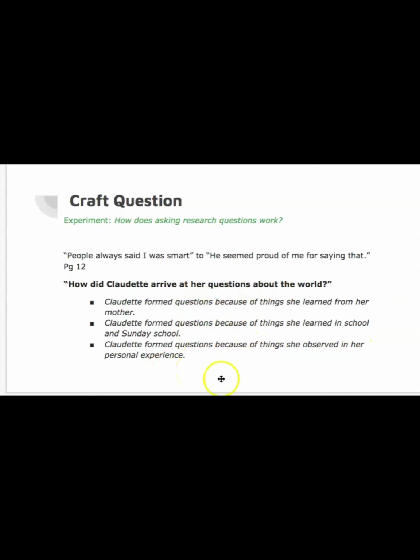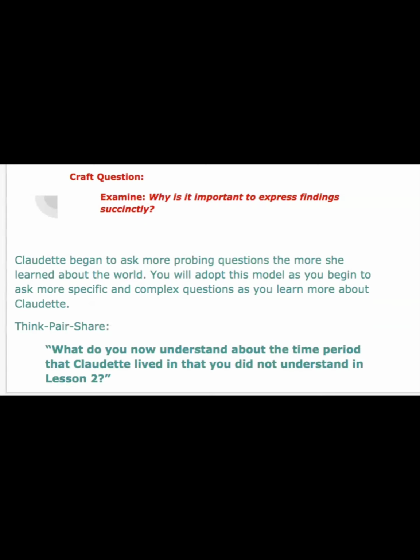So when we look at this, this kind of helps us answer the question of how did Claudette arrive at her questions about the world? Well, she had questions because she was going through experiences. She was going through challenges. She was having conversations with her mother, and she had questions about what was happening in the world around her.